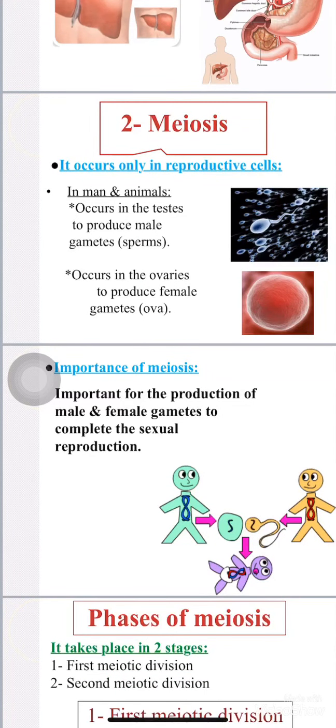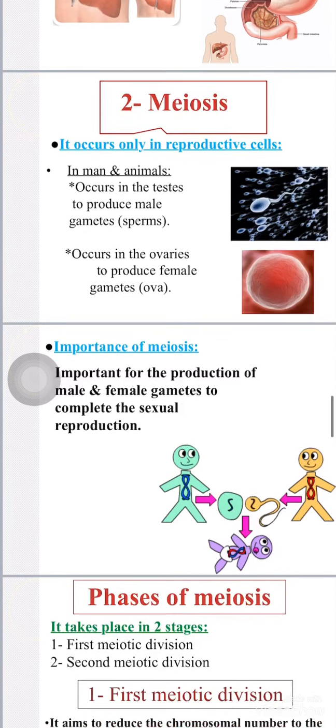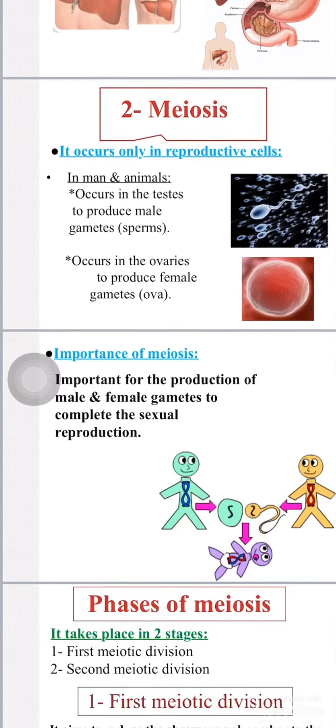Hello, middle 3. Let's complete lesson 1, which was called cell division. Last video we took the mitosis division, or the mitotic cell division. Today we will talk about the second type of cell division, which is called meiosis.